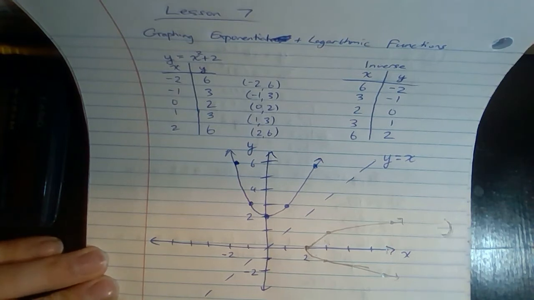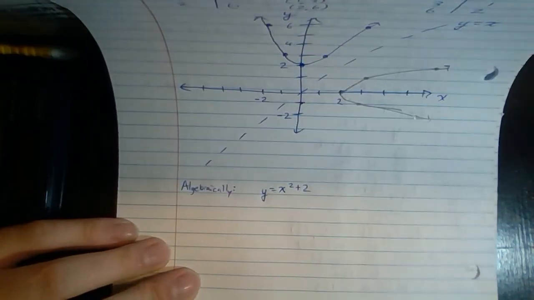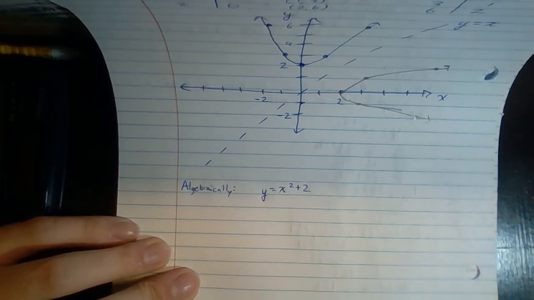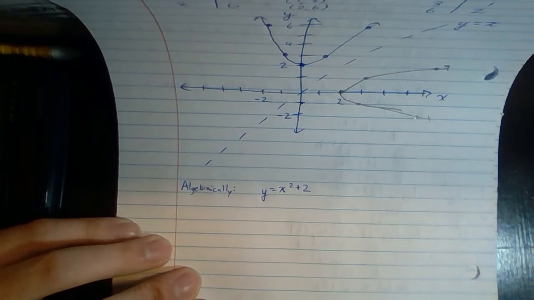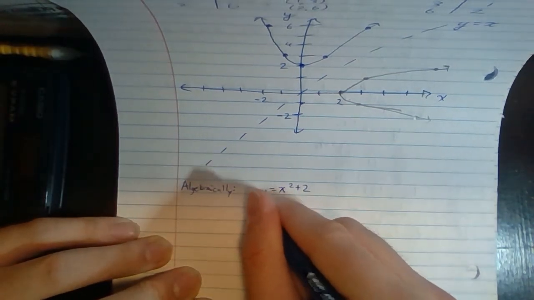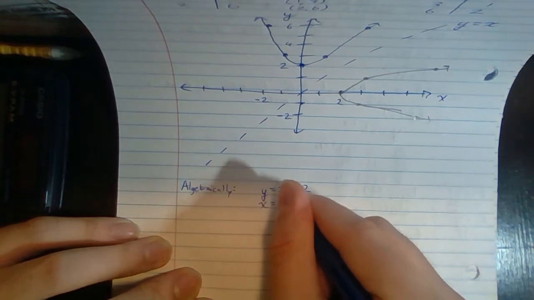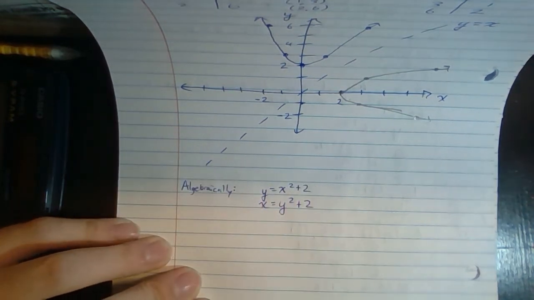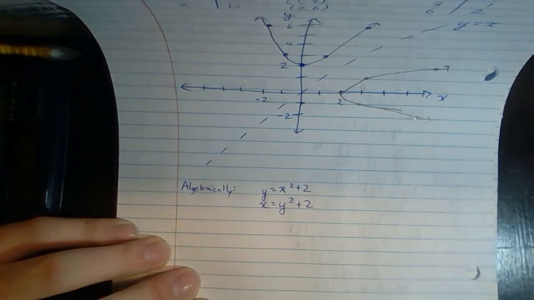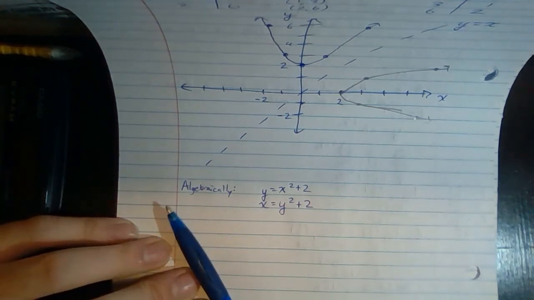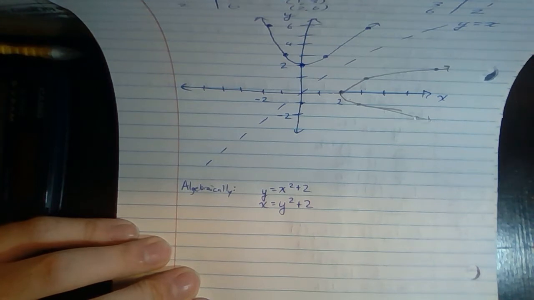If we want to look algebraically, we look at our original function, y equals x squared plus 2. And we're going to switch our x's and our y's. So wherever there's a y, it becomes an x. Wherever there's an x, it becomes a y. So that's going to give us x equals y squared plus 2. So that's what we're doing when we're switching the x's and y's in the table of values.